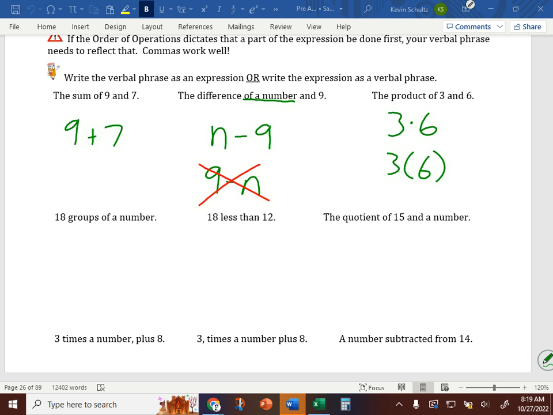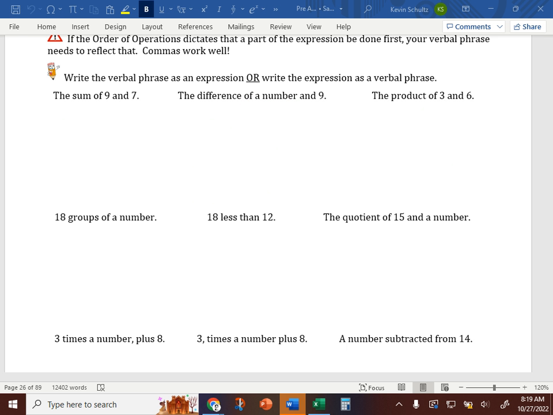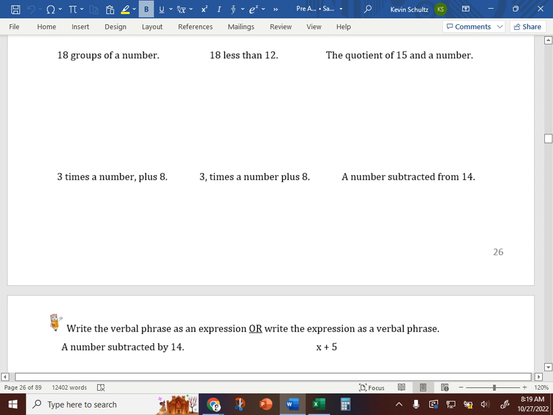Peyton. Three times a number plus 8. Yeah, that's a lot of stuff, isn't it? Three times the number plus 8. And in fact, that happened twice. You'll notice that we've got two of them that kind of say the same thing there. But what's different about them?